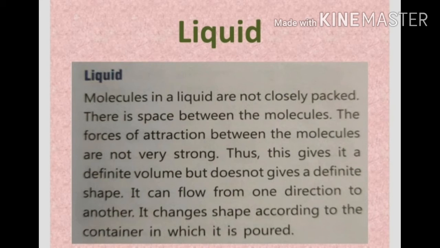And they have one more property, they can flow from one direction to another. So a liquid changes shape according to the container in which it is poured. If we have liquid in a bottle, it looks like the bottle. If we have liquid in a glass, it looks like the glass. If we have liquid in a bowl, then it looks like the bowl. So liquids don't have any definite shape, but they have definite volume.